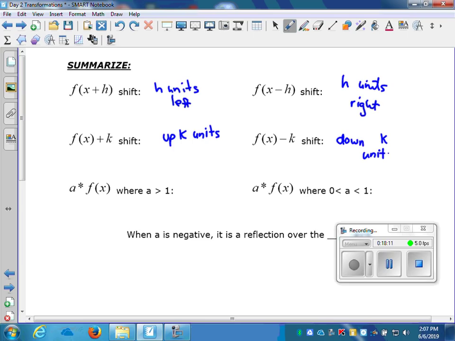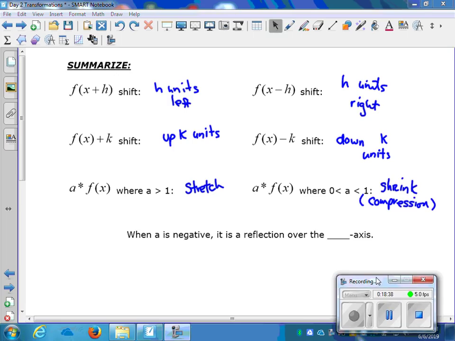And for this one, if you have a value being multiplied to the function, as long as it's bigger than 1, you're going to have a stretch. And of course, if it's a fraction between 0 and 1, you're going to have a compression or a shrink. We'll write both of those words there. Compression or shrink. We'll put that in parentheses like that. And when a is negative, you're going to have a reflection over the x-axis. Sometimes you'll see where people say in the x-axis or over the x-axis. Either set of wording is correct.